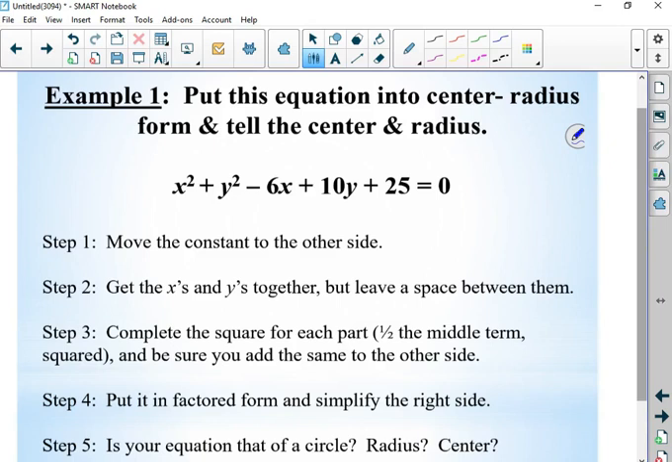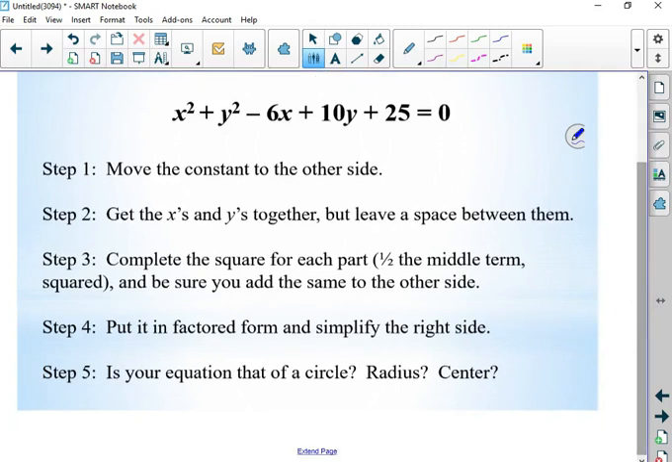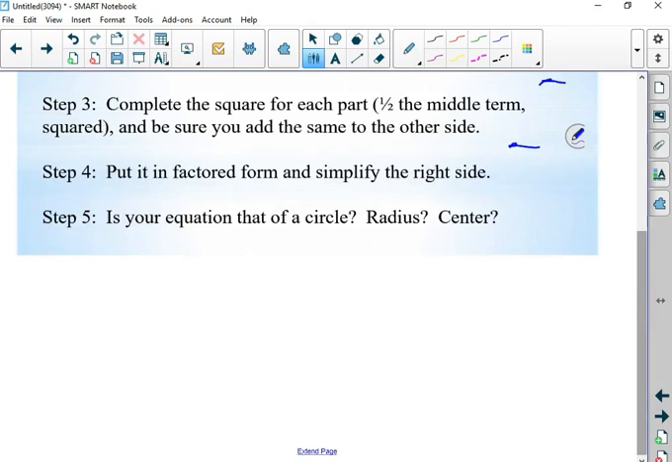So let's go through these steps first. First, we're going to move the constants to the other side. Then we're going to get the x's and y's together, but leave a space between them. Then we're going to complete the square for each part. Half the middle term squared, be sure to add to the other side. And then put it in full factor form, simplify, and then check it. So we're going to go through this step by step. Okay? Now, if you want to write in between here, you can. I'm going to write below and just refer to the steps.